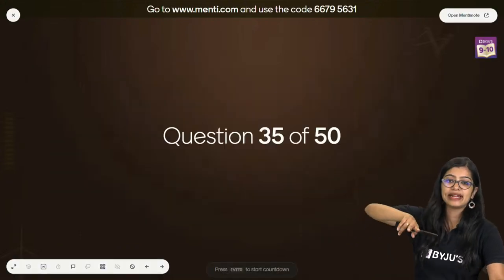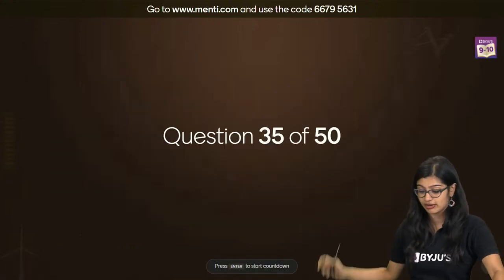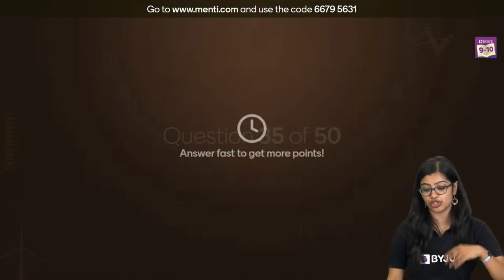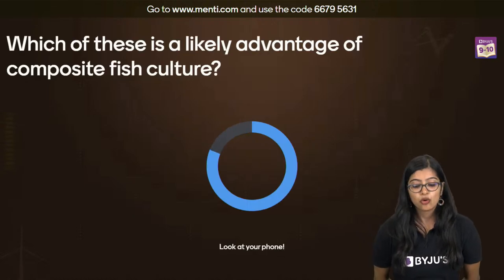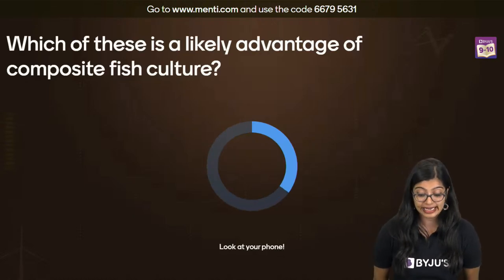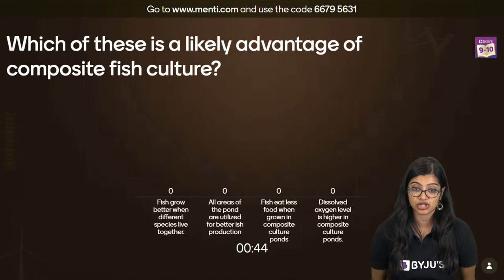Okay, go to Menti now. I'm going to be showing you question number 35. It's going to be based on composite farming. The question here is, which among the following is said to be a likely advantage of composite fish culture?